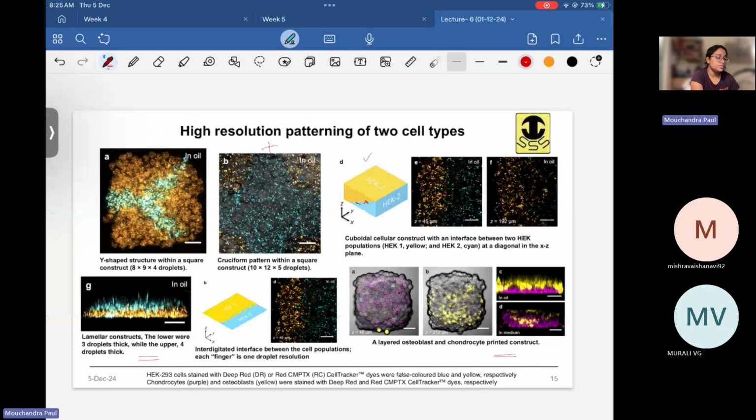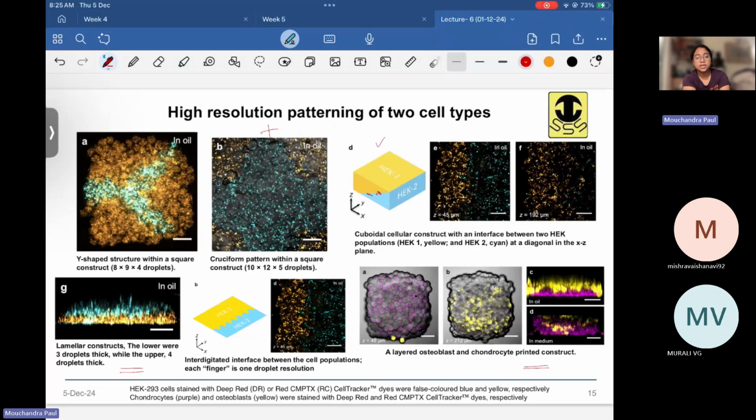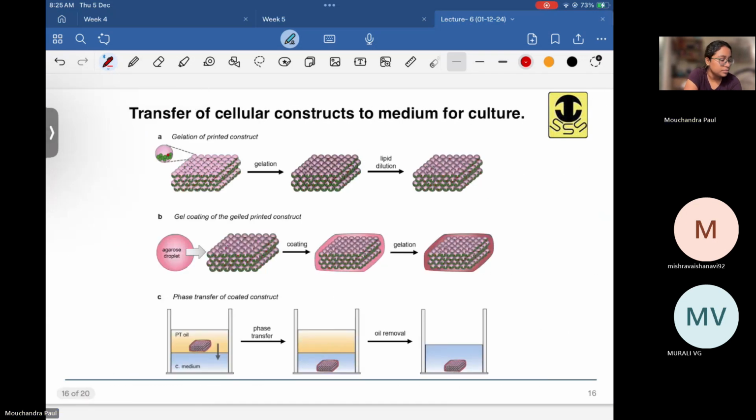In this way, they are showing that their technique can produce high resolution patterns using droplets containing two different cell types, like osteoblast or chondrocytes, or the same cell type but stained differently, so that we can visualize it better. So basically, using two cell types, you can make a very good high resolution pattern.